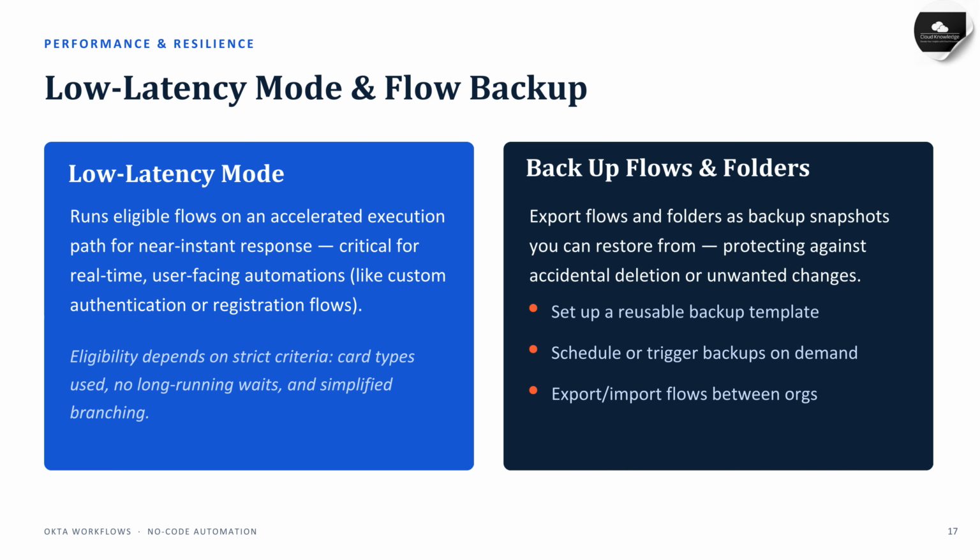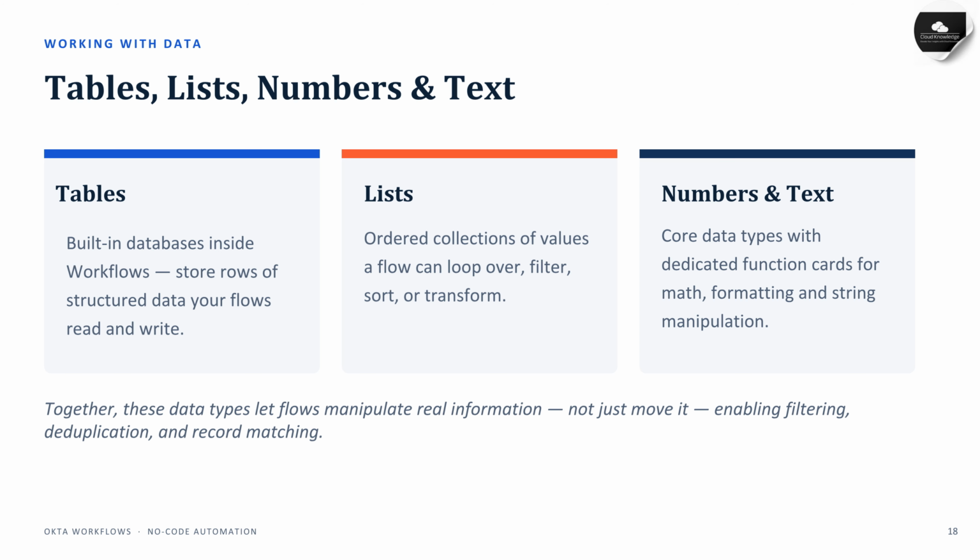Let's talk data types, because flows are only as good as the data moving through them. Tables are built-in databases inside Workflows, store rows of structured data your flows can read and write. Lists are ordered collections of values a flow can loop over, filter, sort, or transform. Numbers and text are your core data types, with dedicated function cards for math, formatting, and string manipulation.